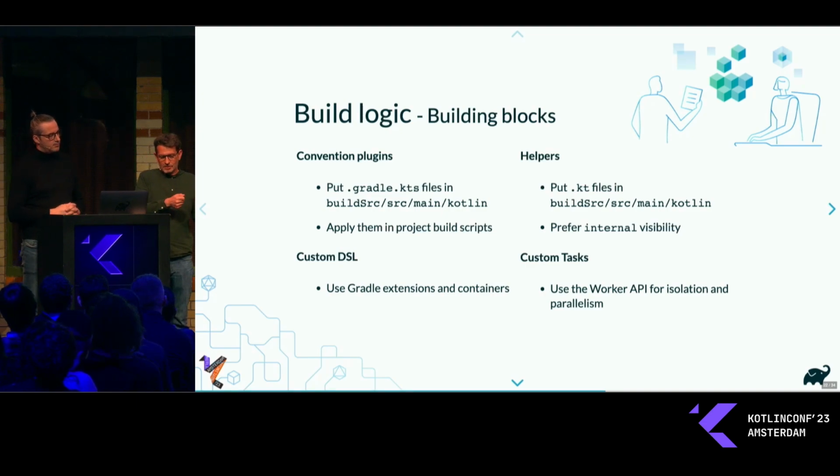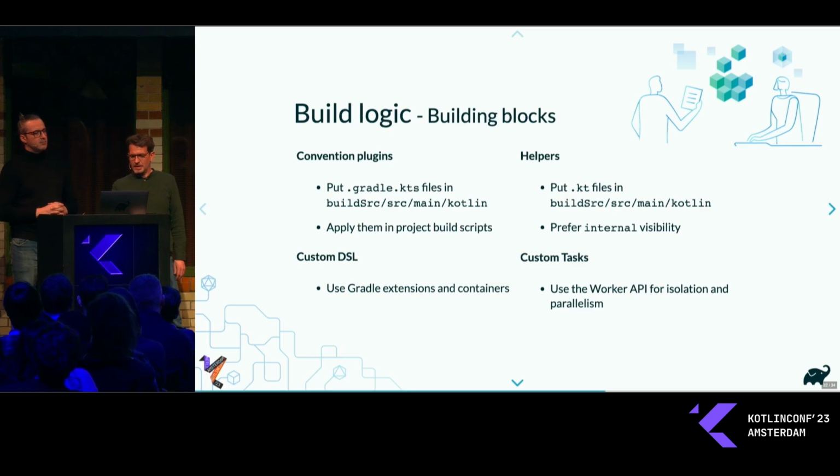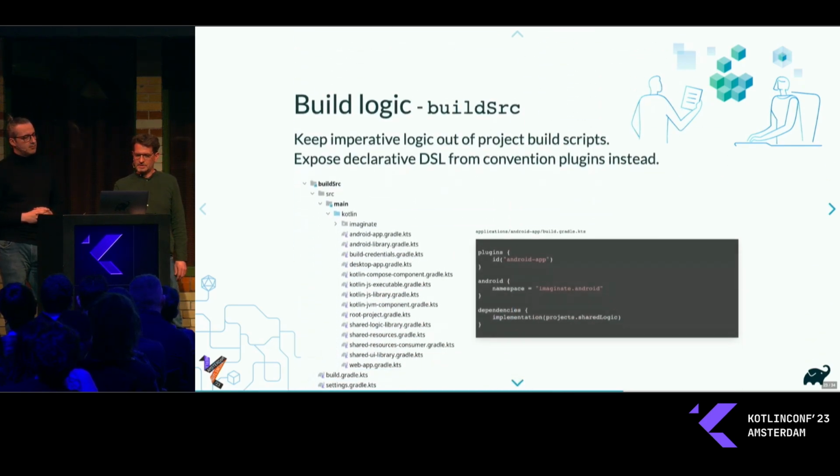And these convention plugins create custom DSLs that the project scripts then use to declare the configuration, and that can end up with custom tasks using the worker API for isolation, like we saw, isolating tools, and bring some performance niceties like the parallelism of tasks.